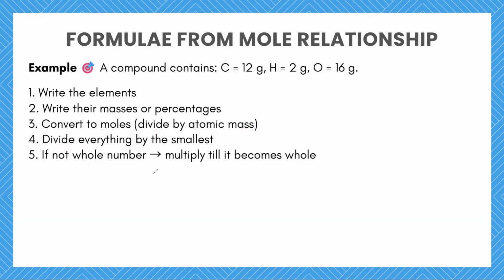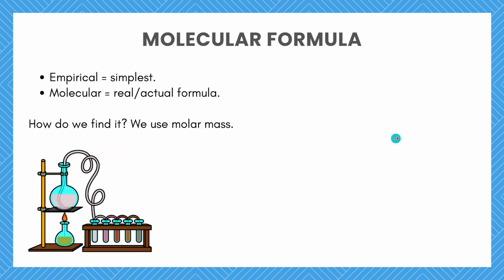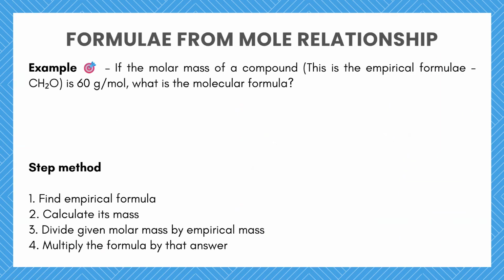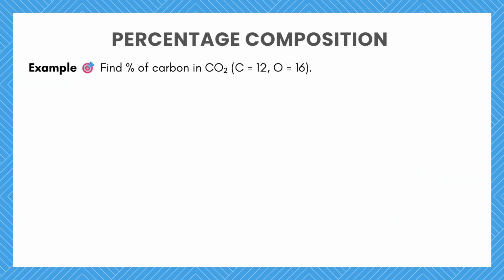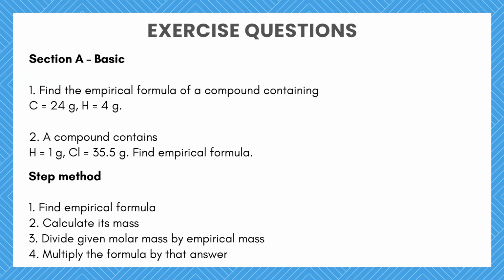So let's go ahead and apply all these steps to the question that we just happened to chance upon. Step number 1 says write down the elements. What are the elements? We have carbon and hydrogen, C and H. The next step would be to write down their masses or their percentages. The values were given to us as masses, so we write that down as well. The mass of carbon is 24. The mass of hydrogen is 4.